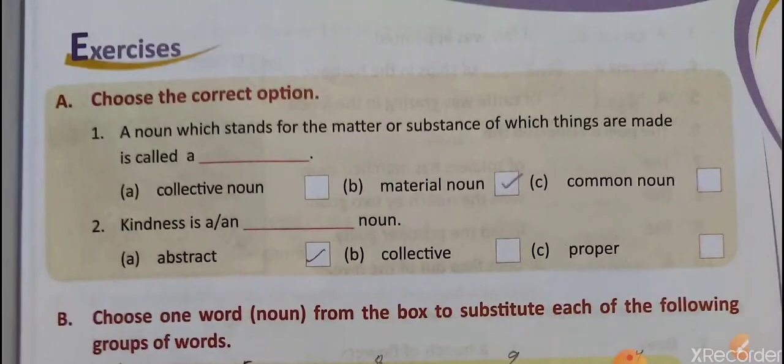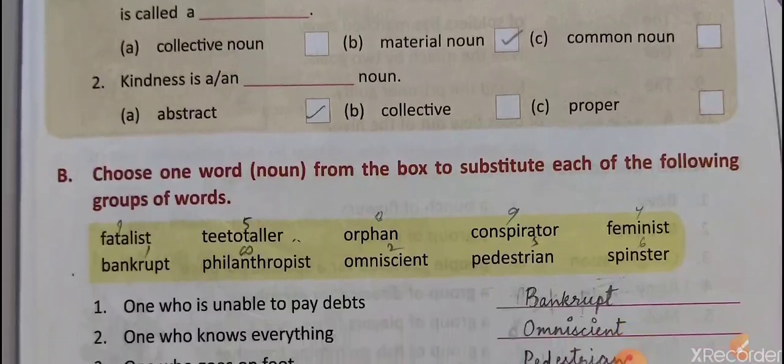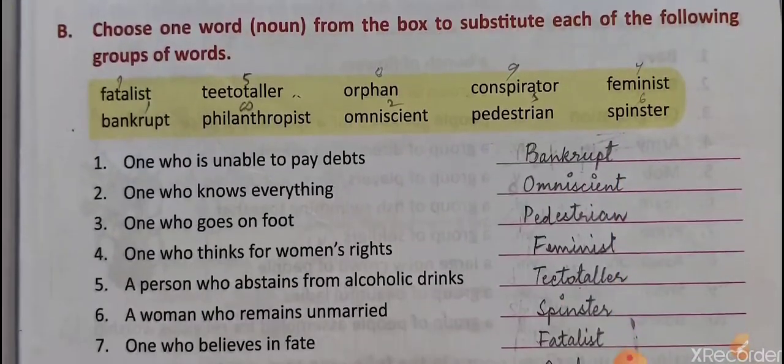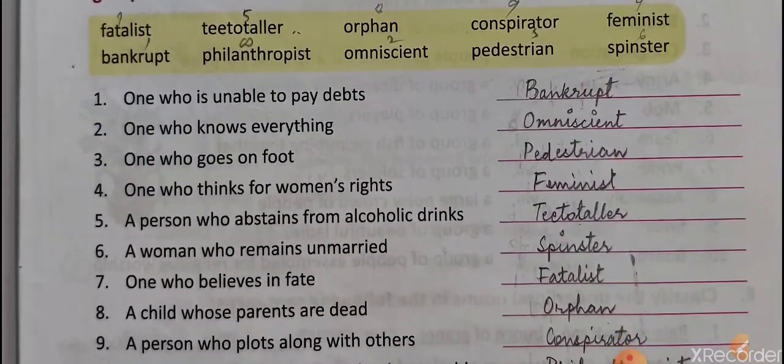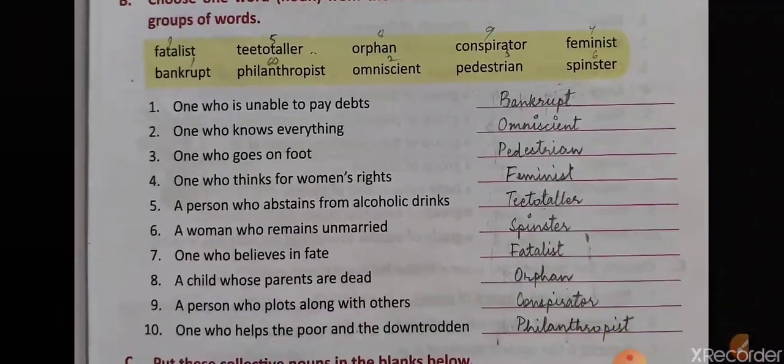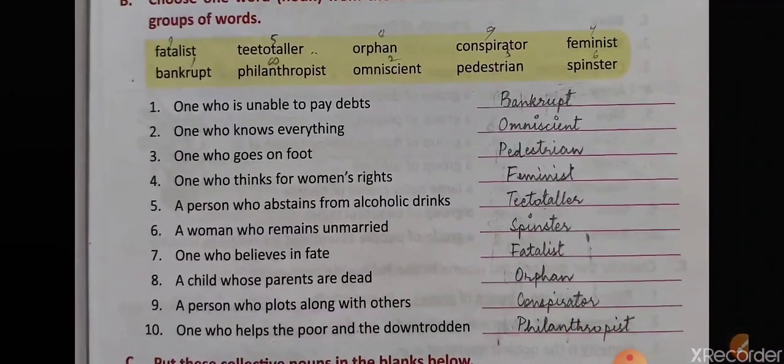Choose the correct option. A noun which stands for the matter or substance of which things are made is called a material noun. Kindness is an abstract noun because kindness is a feeling. Choose one word from the box to substitute each of the following group of words. So we have to write one word for them. One who is unable to pay debts, it is bankrupt. One who knows everything, omniscient. One who goes on foot, pediatrician.